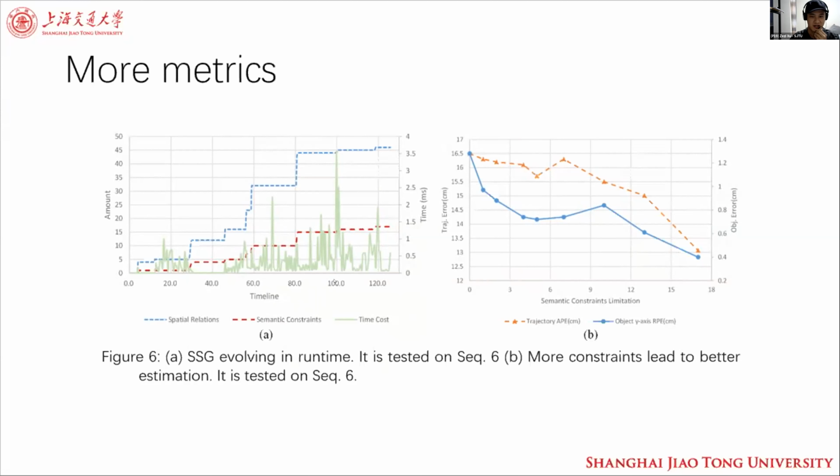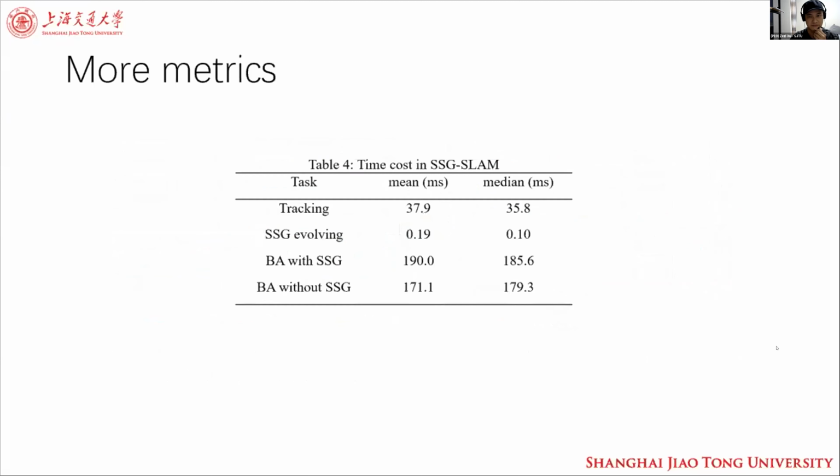And thanks to the group locality, SSG really works on a small group of nodes and edges, just in the neighborhood. We then set limitations on the amount of constraints in figure 6b. Figure 6b shows that as more semantic constraints are applied, the estimation of the camera and objects is improved in the video. We have also performed evaluations on cost of time. The tracking thread achieves around 25 FPS, while SSG introduced little overhead to the system.